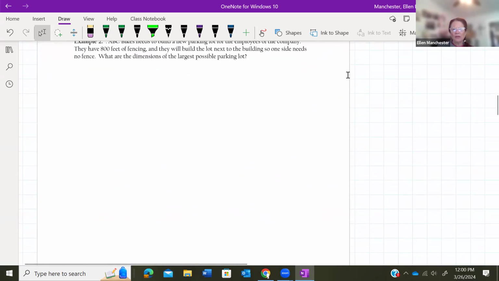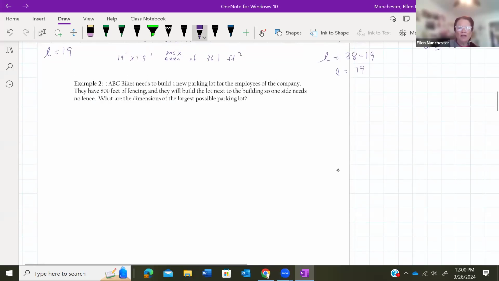Let's try number 2. Same exact type of problem. ABC Bikes needs to build a new parking lot for employees of the company. They have 800 feet of fencing, and they will build the lot next to the building, so one side needs no fence. So that's going to be key. What are the dimensions of the largest possible parking lot?